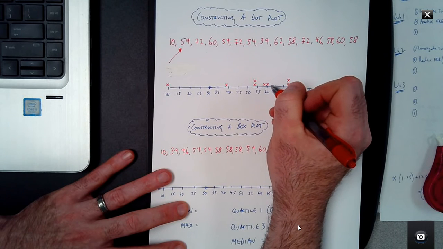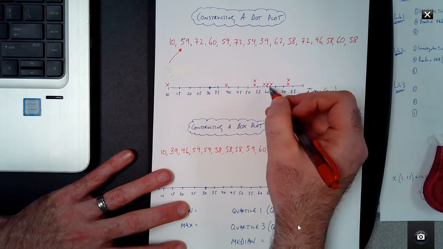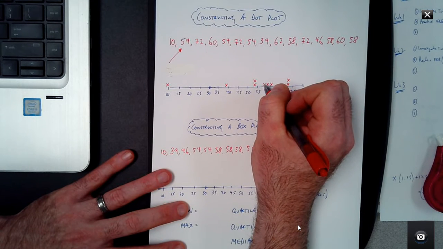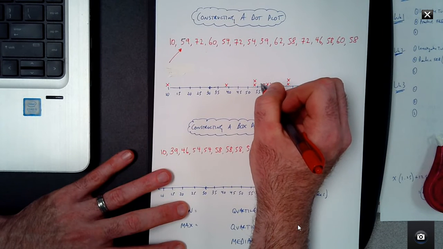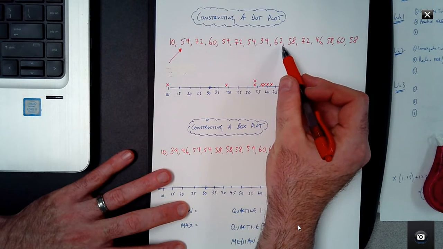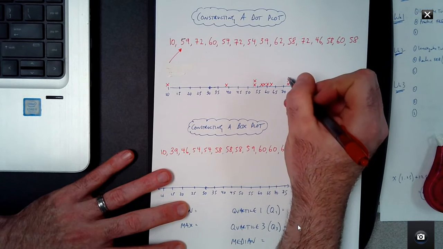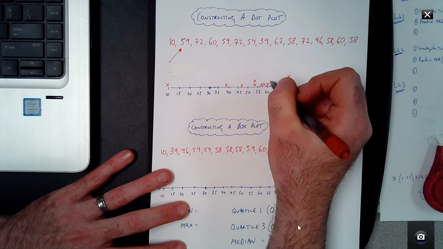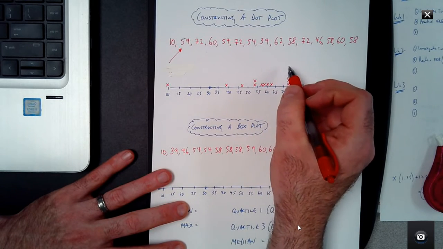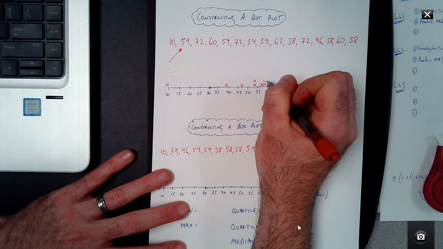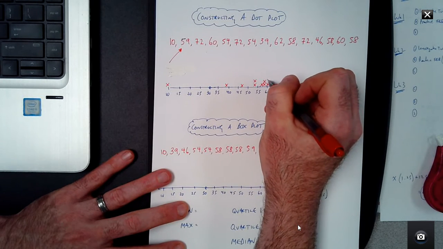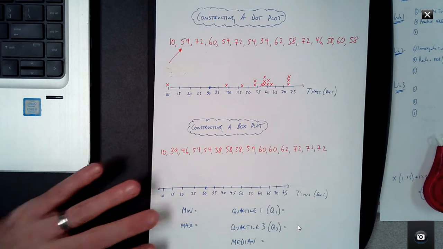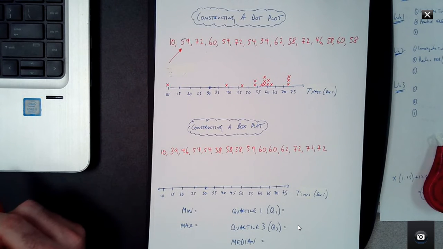So we've got 62. So that'll be about there. 58. All right there before that goes right in there before that 59. So maybe about there. And then we've got 72, another 72, 46, 58. So we've got another 58, I think. So we'll put that above that 58. And then we've got another 60. And then we have another 58. So we'll put that in right there. So it looks a little smushed up, but you can kind of get an idea of what's going on there.